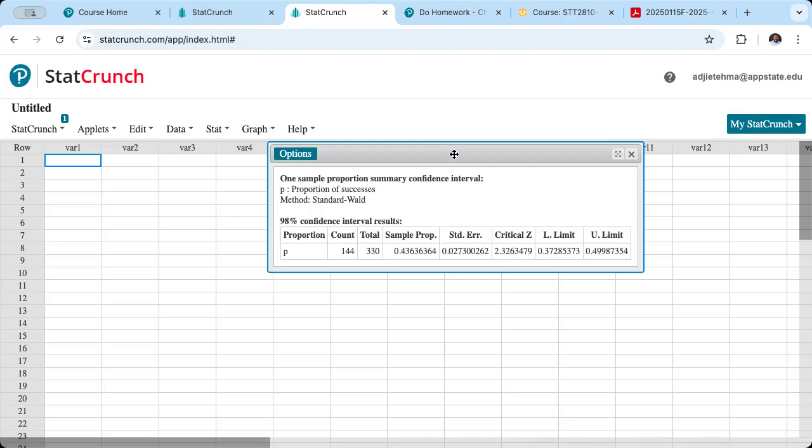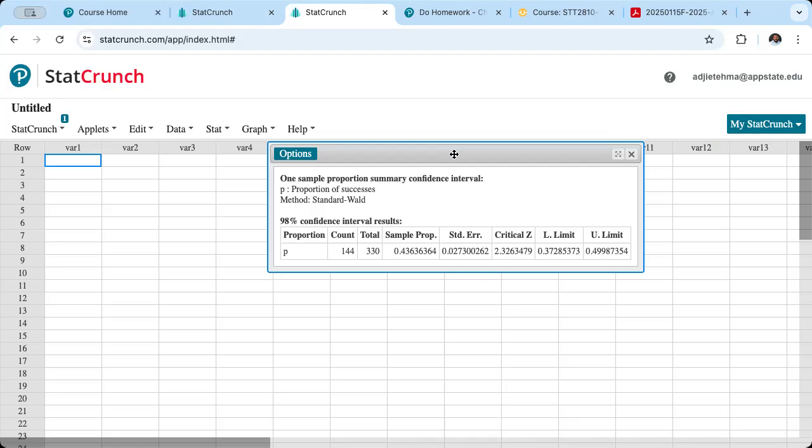So you can see the confidence interval here is what? 0.3728, 0.4998. Okay. And this is for what? 98% confidence interval. And what is our Z? Our Z is 2.3263. Does that make sense? So StatCrunch gives you this straight away.